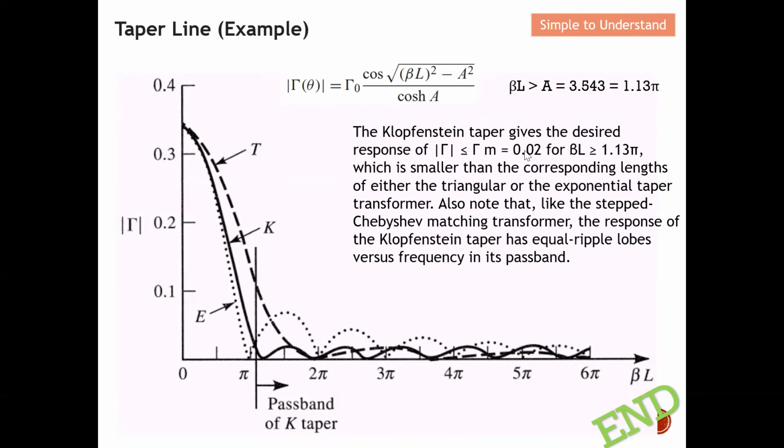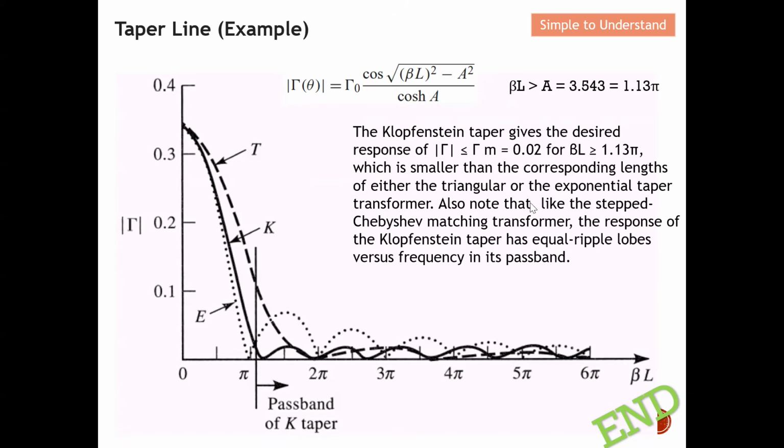So basically, in short, over here I have designed the Klopfenstein tapered line. As long as the length is more than 1.13, I meet the criteria to have less than 0.02 reflection coefficient. So basically, this is what it means. I also want to highlight that with this method of designing the Klopfenstein tapered line, the length of the impedance matching is much shorter as compared to the other methods, which are the triangular and the exponential, as mentioned over here.